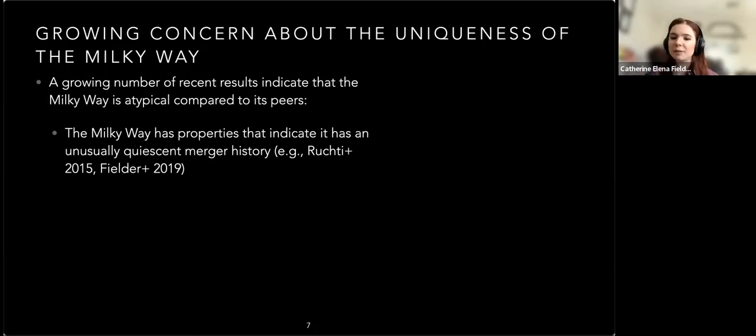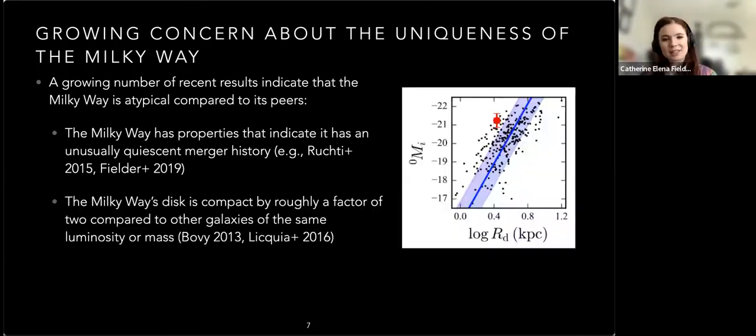A lot of my earlier simulation work was studying dark matter halos with properties similar to the Milky Way, where the properties that we see are reflective of a relatively inactive merger history. And additionally, observationally, the scale length of the Milky Way's disk appears to be relatively compact compared to other galaxies of the same luminosity and mass.